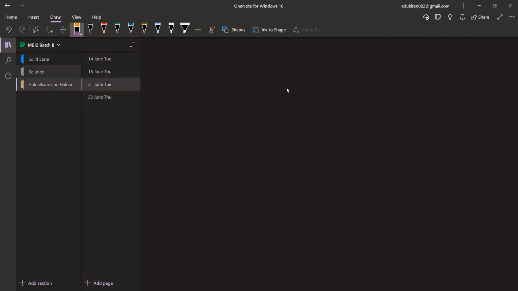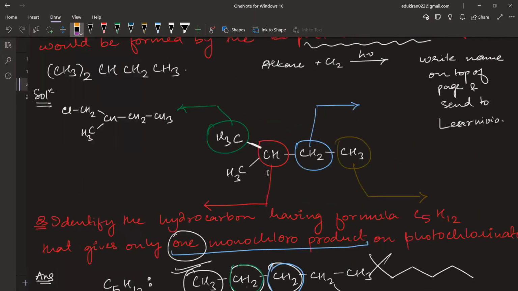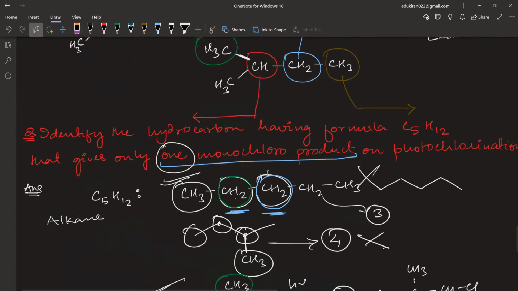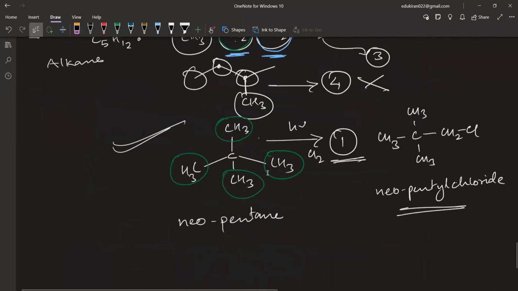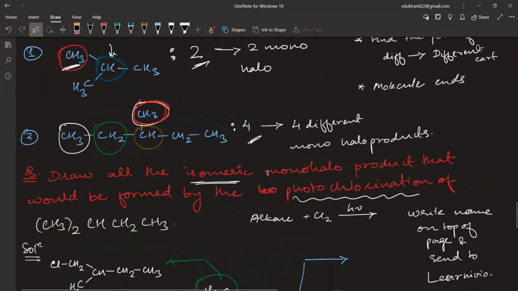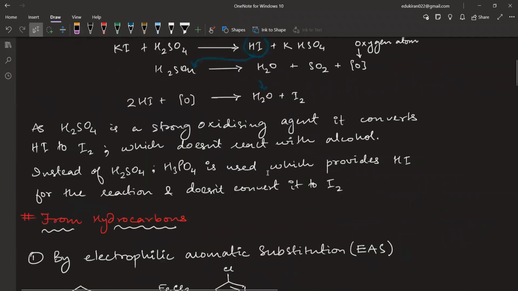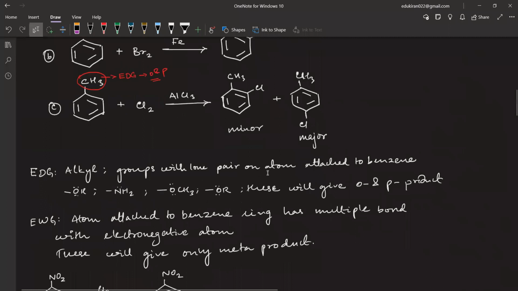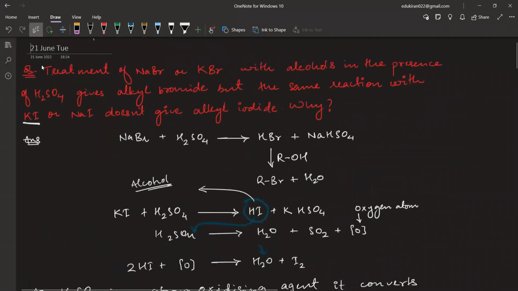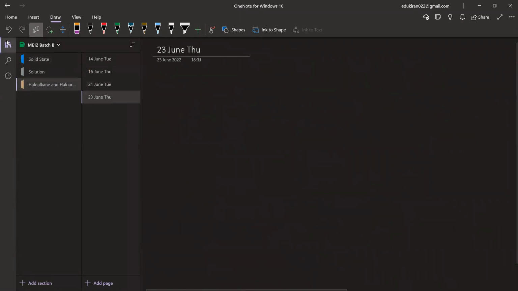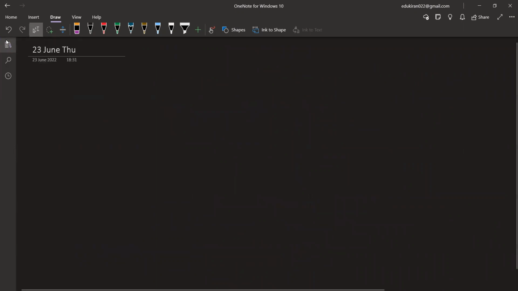Where did we end the last time? We ended with identify the hydrogen having formula, this much. And so we have done free radical halogenation, electrophilic aromatic substitution, free radical halogenation. So we'll do with alkenes. Today is a very important class, and a few things from 11th standard will also be taught because this is again there in the syllabus.